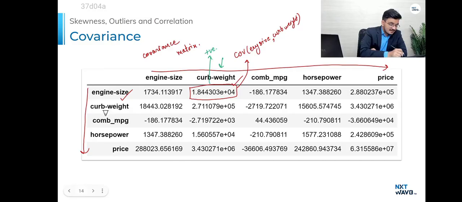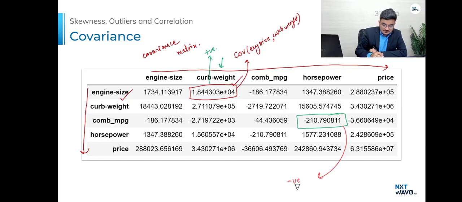Similarly, let's identify the relationship between combined mileage and horsepower. So we'll refer to this value, horsepower and combined mileage, right? Now here we can see we got a negative value. We got a negative value for covariance between combined mileage and horsepower.